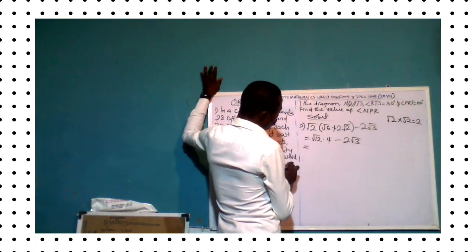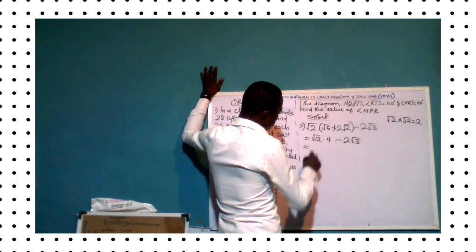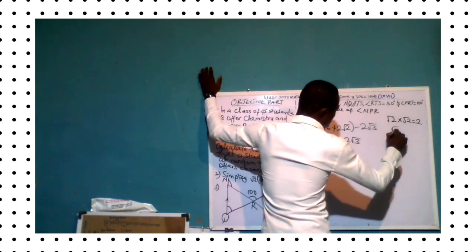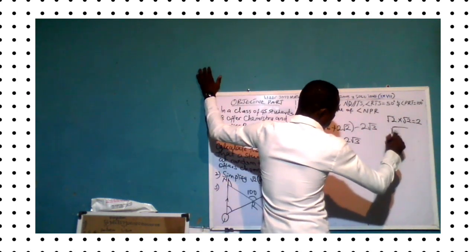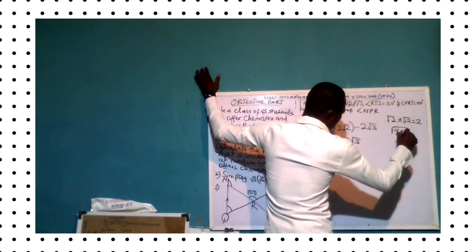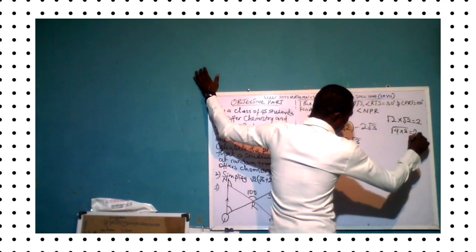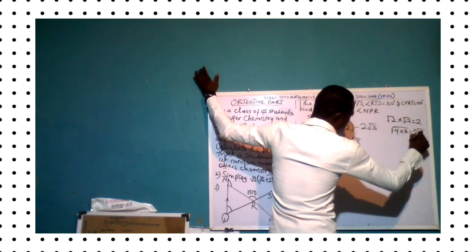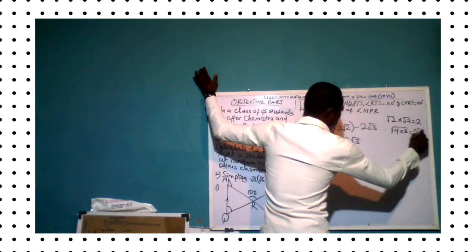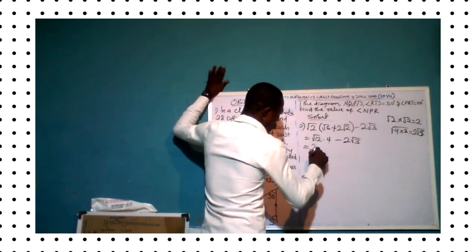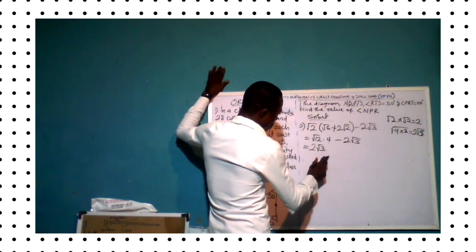And you know root 12 can still be expressed as root 4 multiplied by 3. And of course, you know that root 4 is equal to 2, which will give us 2 root 3. Therefore, you have 2 root 3 here.